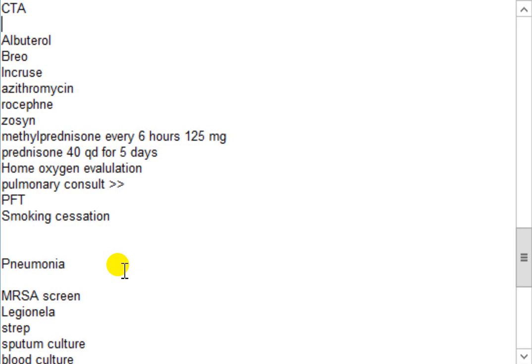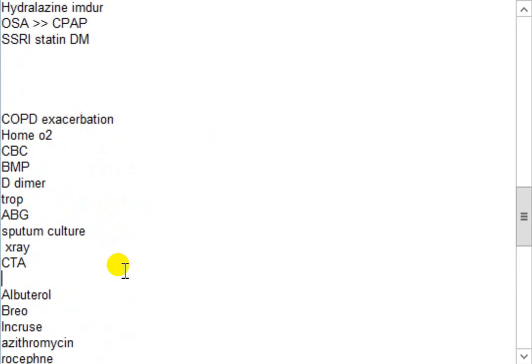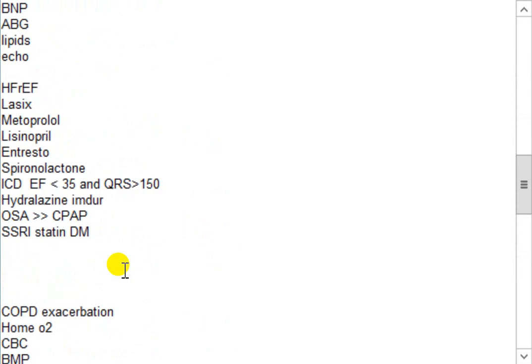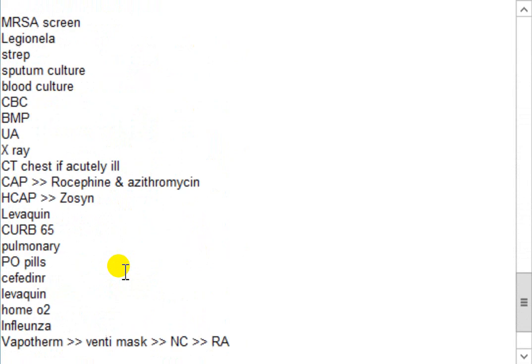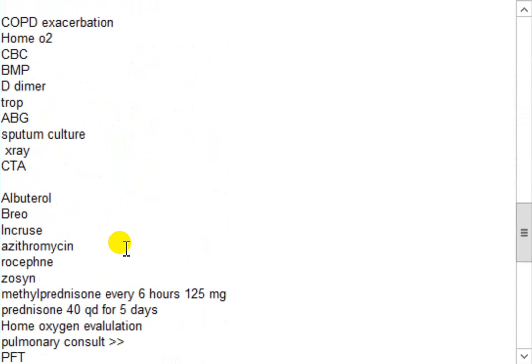So this is a kind of summary of these few medical problems. Let me know if you guys like that, so that I can make more summaries of the more common things that we encounter.